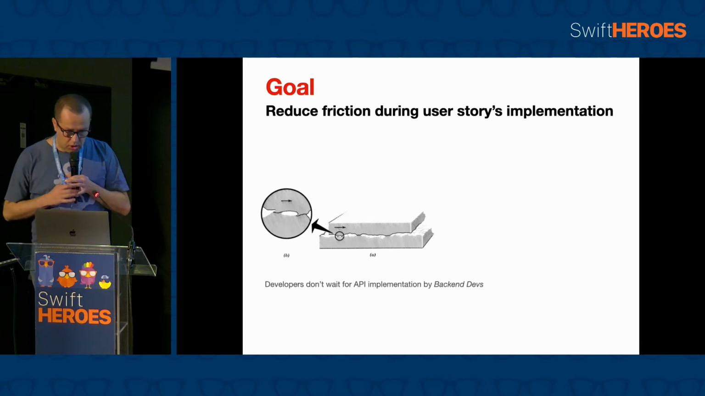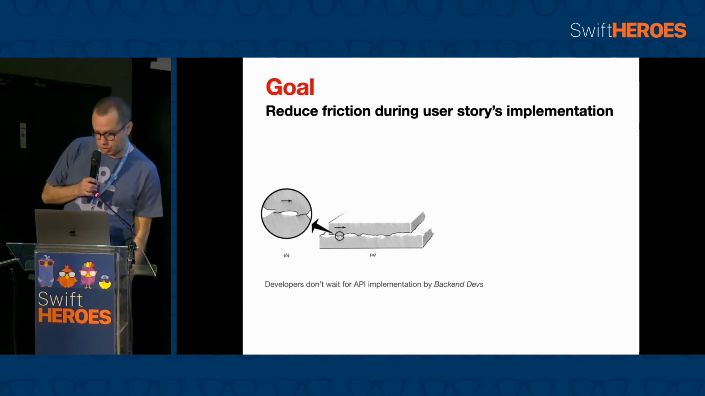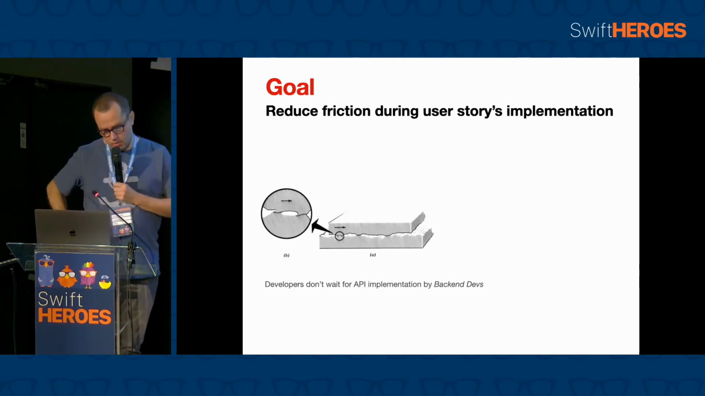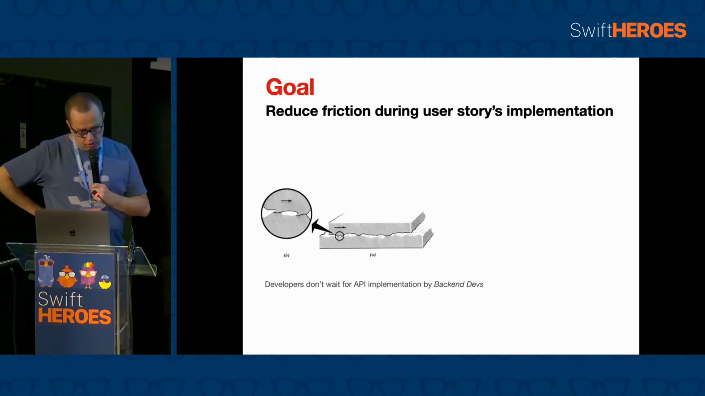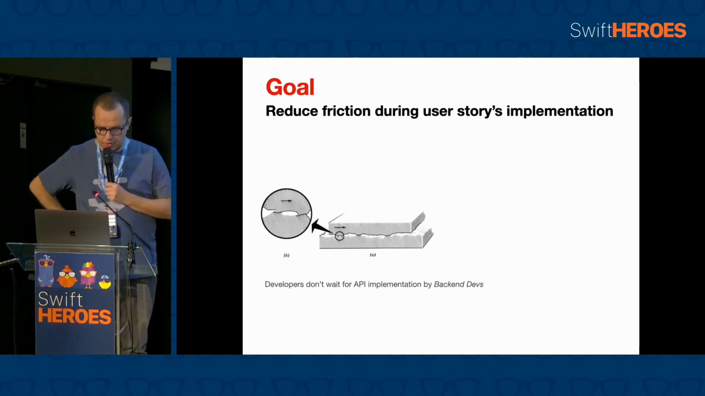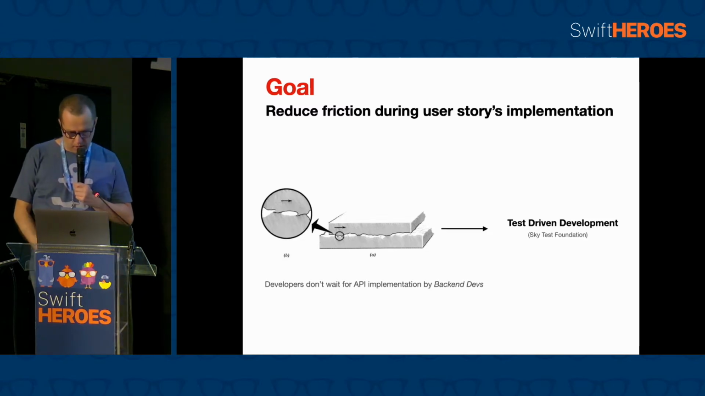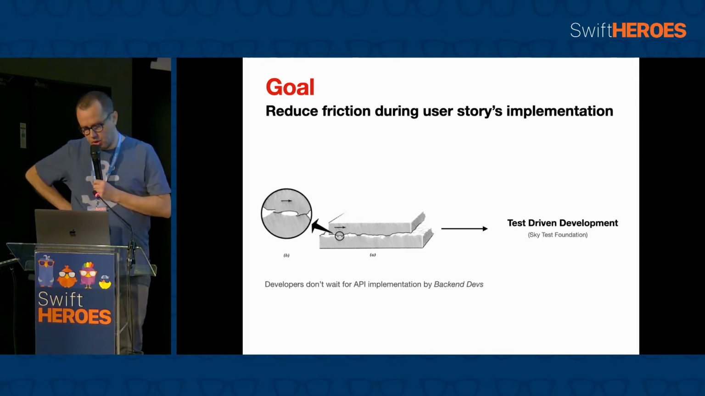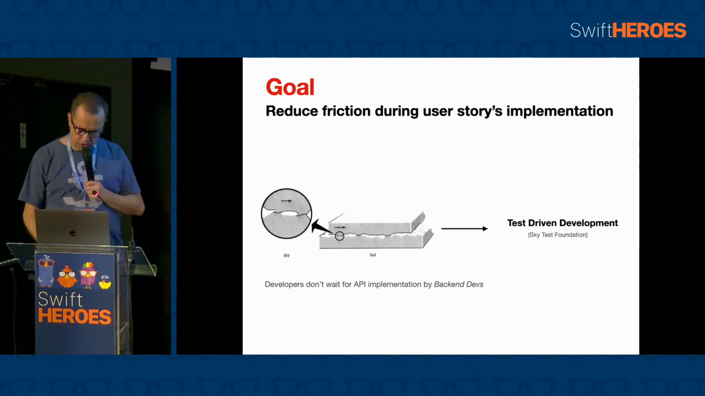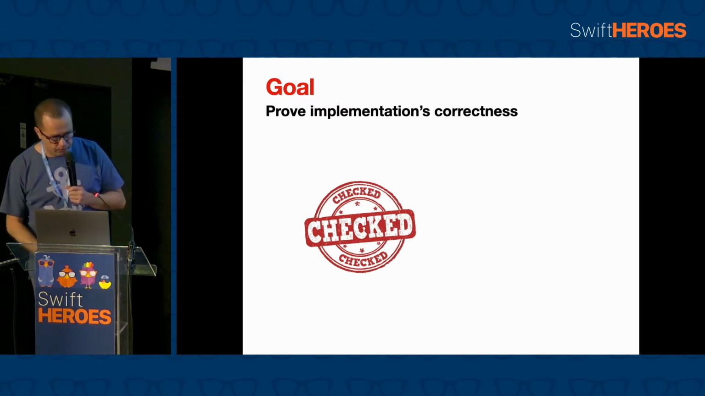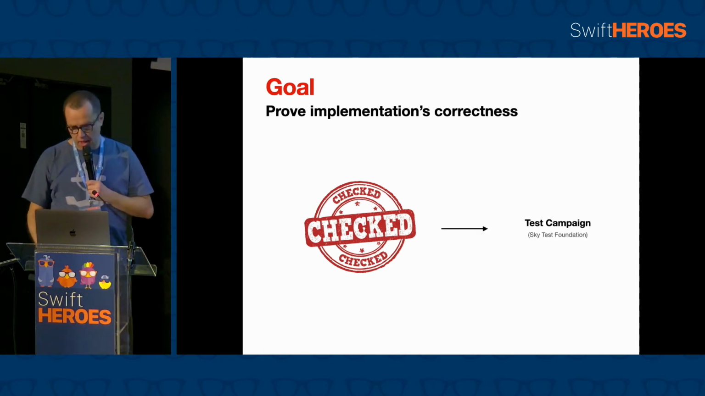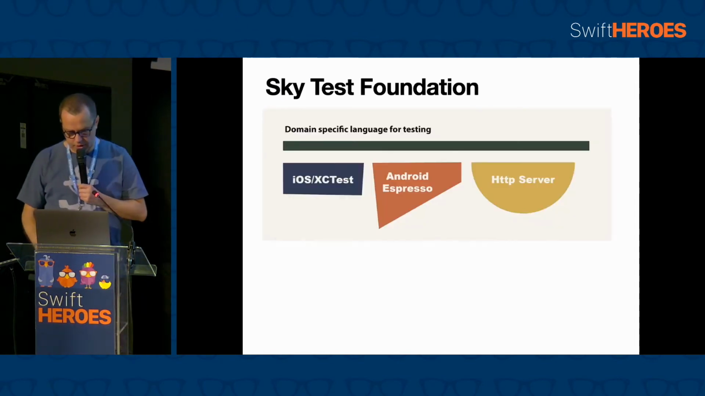Another goal that we have is to reduce friction during user story implementation. We have solved this problem, and now developers don't wait for API implementation by backenders. We achieve this goal using test-driven development with the help of the Skytest Foundation framework. Another goal is to prove the implementation correctness, and again, we use a test campaign with Skytest Foundation.